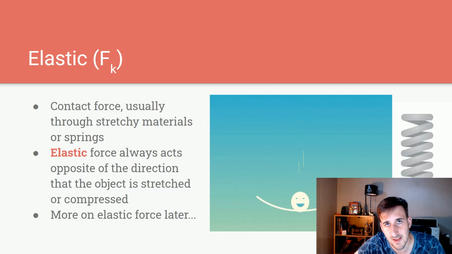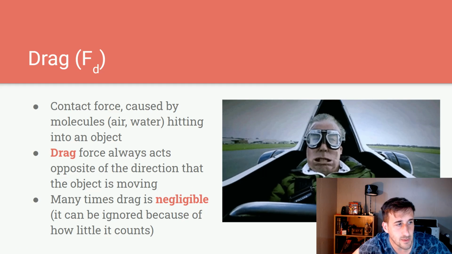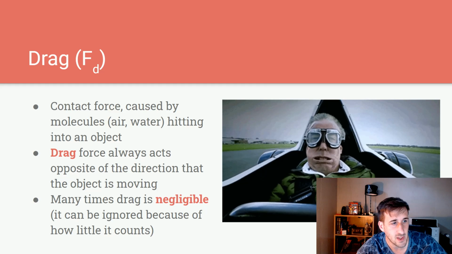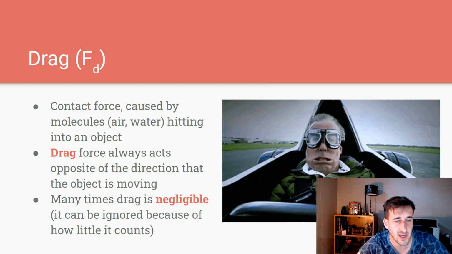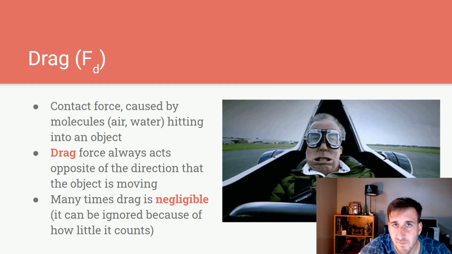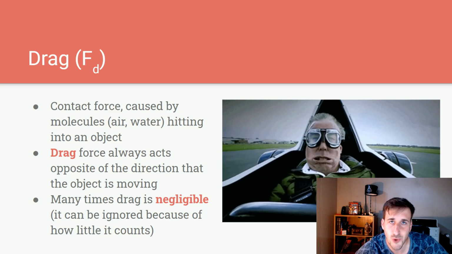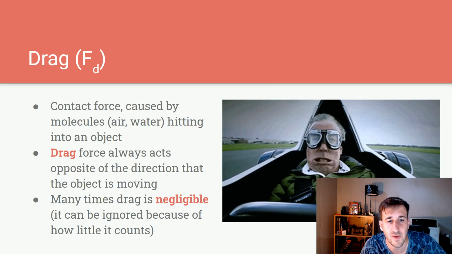We're going to talk more about elastic force later. And then finally we have drag. Drag is a contact force caused by molecules in the air or the water hitting into an object. This is where you would see your air resistance force or air friction. The reason why I use drag instead is because we can also include other things besides air, like water or anything else you might be moving through. Drag always acts opposite of the direction, just like friction, but it's like air friction or fluid friction, I guess.